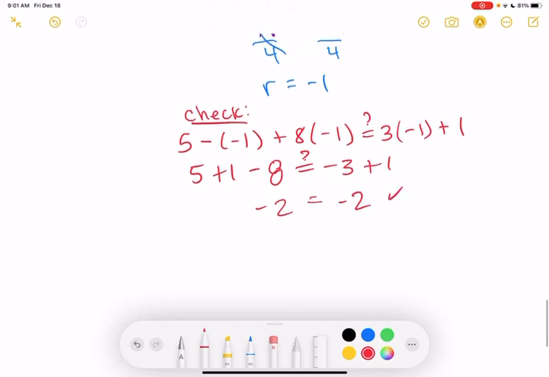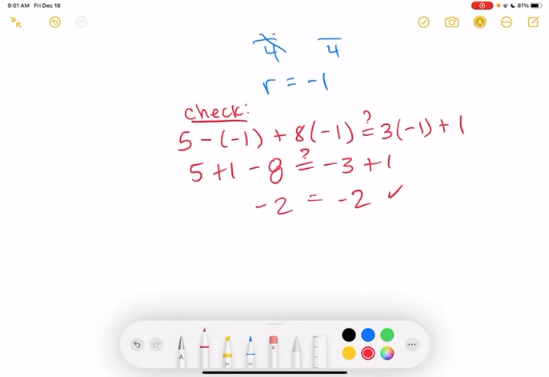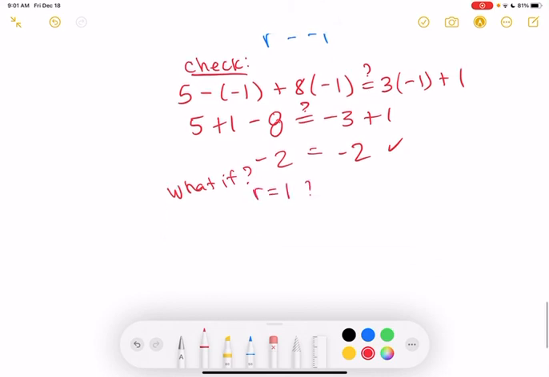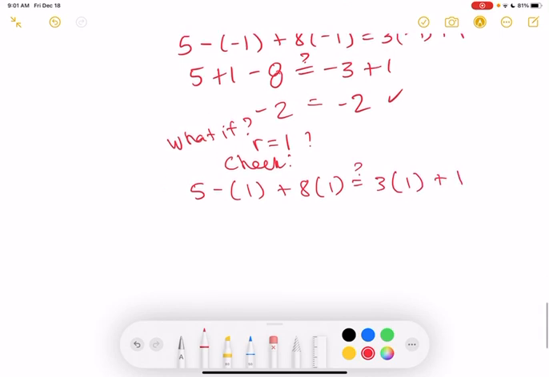So just say, what if we thought that the answer was r equals 1? Here's what would happen if we went to check it, just so you can see what a bad check looks like. So 5 minus, that would be a positive 1 now, 8 times 1, 3 times 1, plus 1. So I'd have 5 minus 1 would give me 4, plus that 8, I would get 12, equals 3 plus 1 is 4.